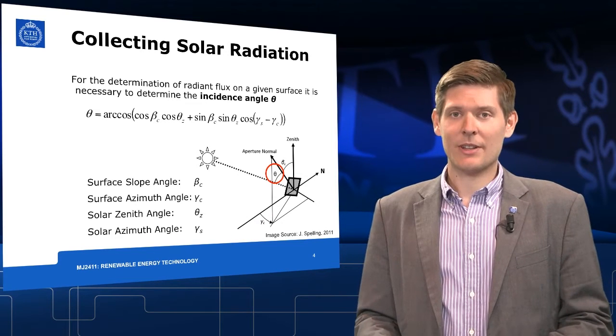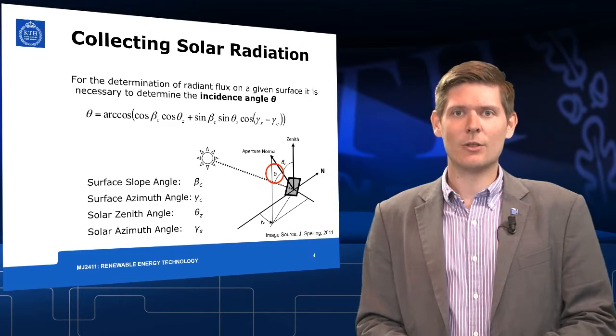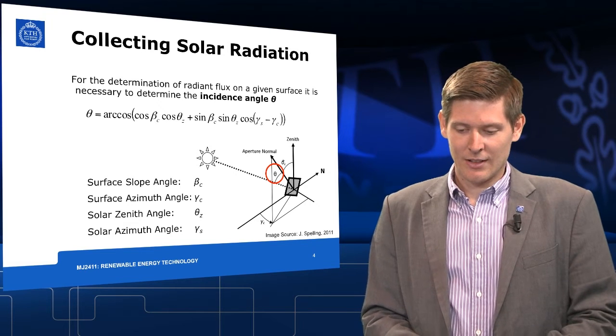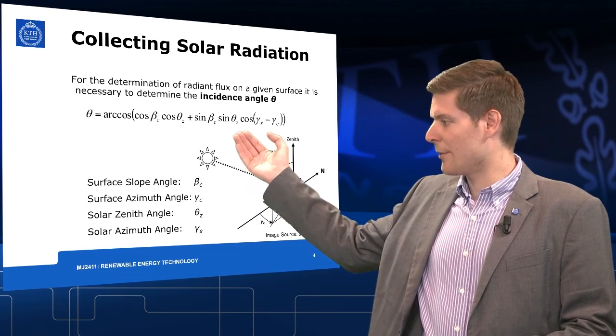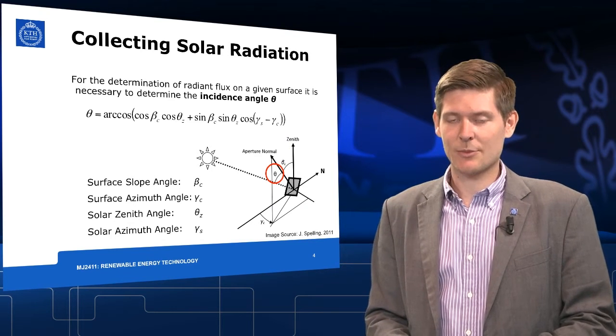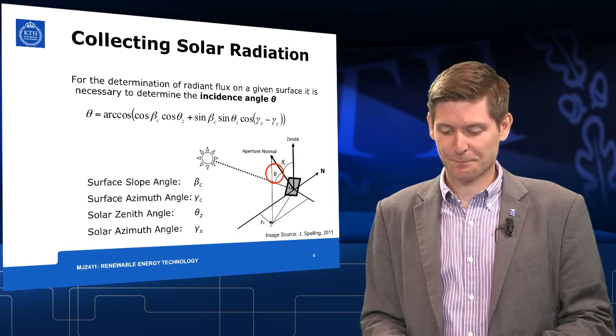In order to determine the radiant flux which is incident on the surface, we need to calculate the incidence angle, which describes now the relative position of the surface with respect to the Sun. The incidence angle can be calculated with this equation, where the different variables are the surface slope angle, the surface azimuth angle, the solar zenith angle, and the solar azimuth angle.